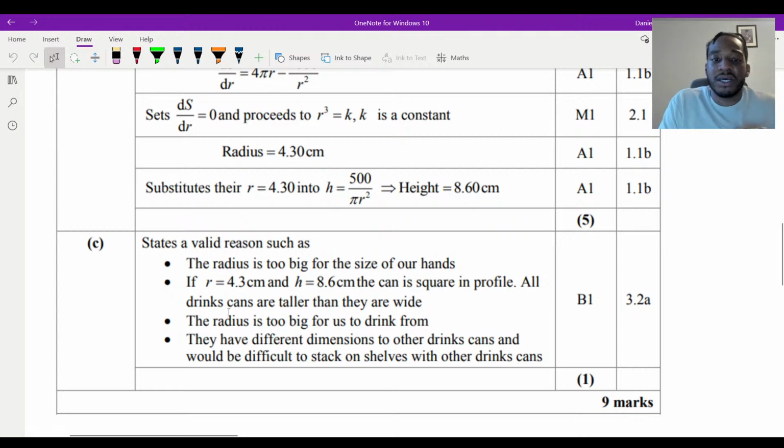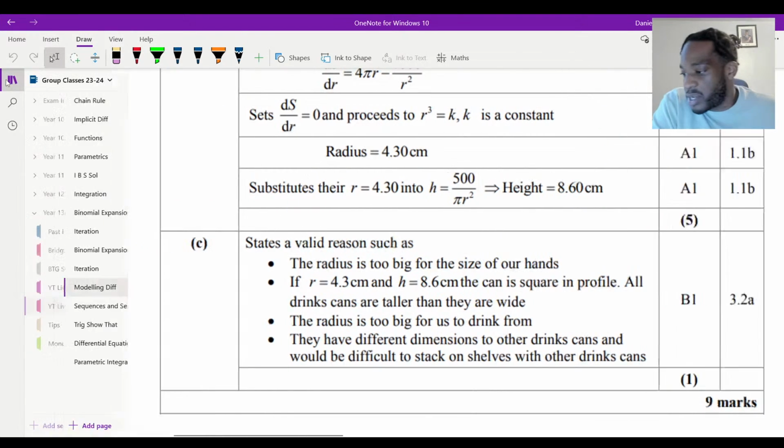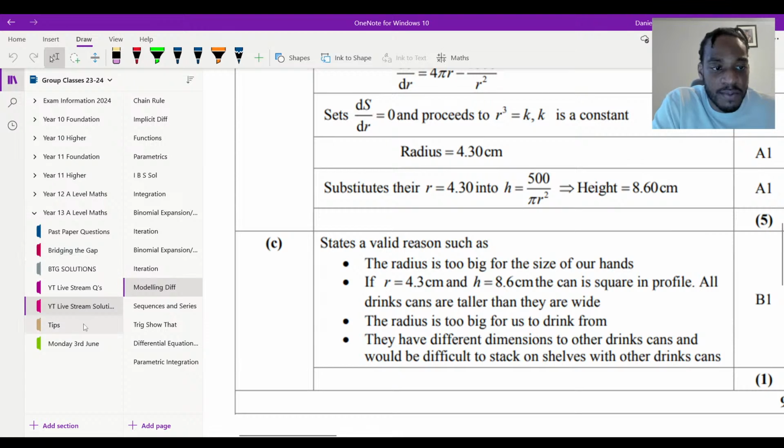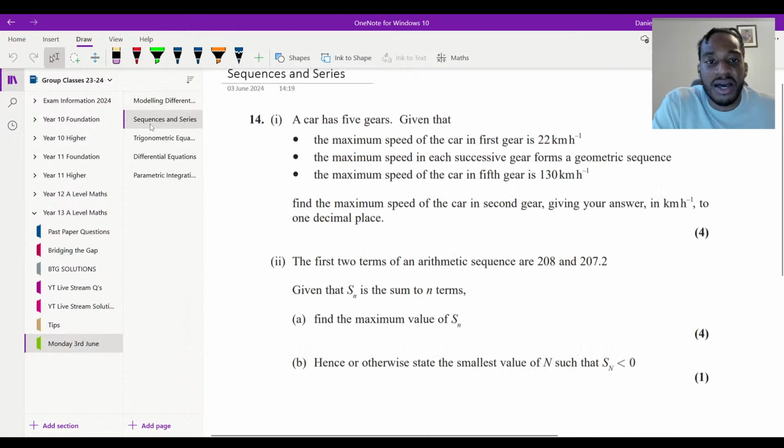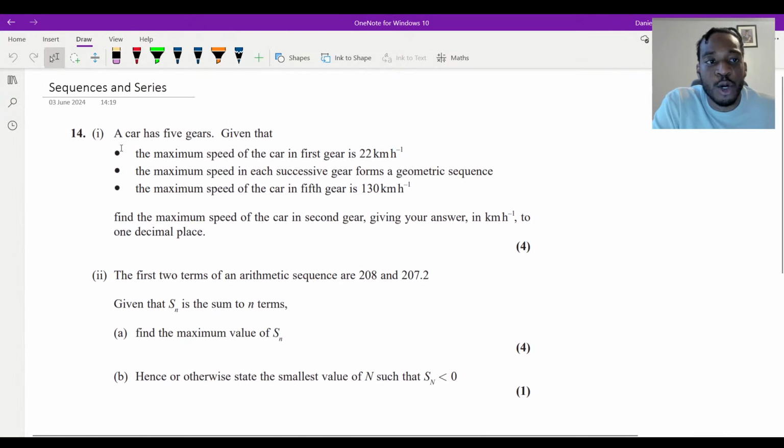Now, if I'm being honest, I don't really get why this is a reason not to. But yeah, with these ones, it's only 1 mark. And just make sure you write something in context and you should be good. So, done that. Now let's go to the next one. So I'm going to go back to Monday, 3rd of June. We've done that. Now the next one is sequences in series in context.